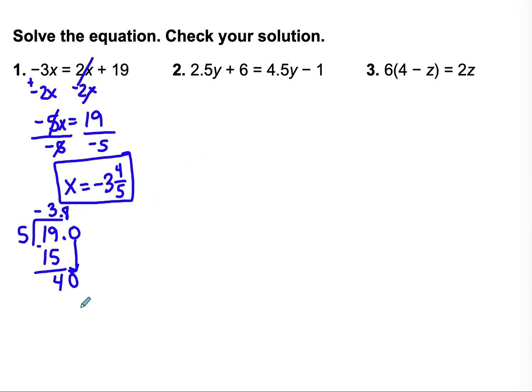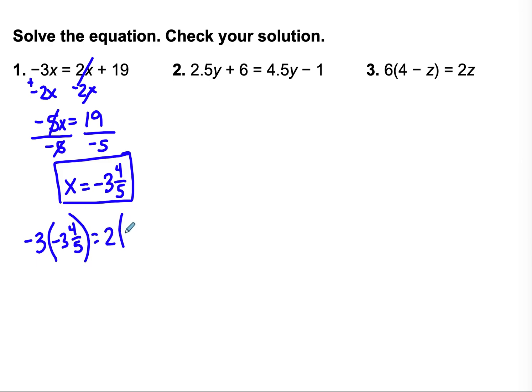Now I need to check my solution. So I think I'm going to erase my long division here just to give myself a little more space underneath the problem to show my check. Okay, so I've got to put in this answer, negative 3 and 4/5, where my x's are. So negative 3 and 4/5 equals 2 times negative 3 and 4/5 plus 19.